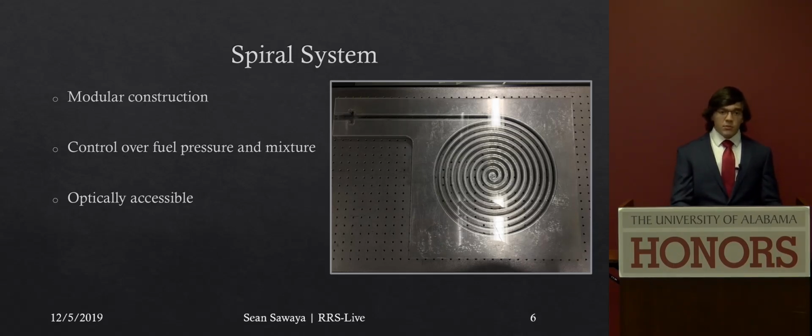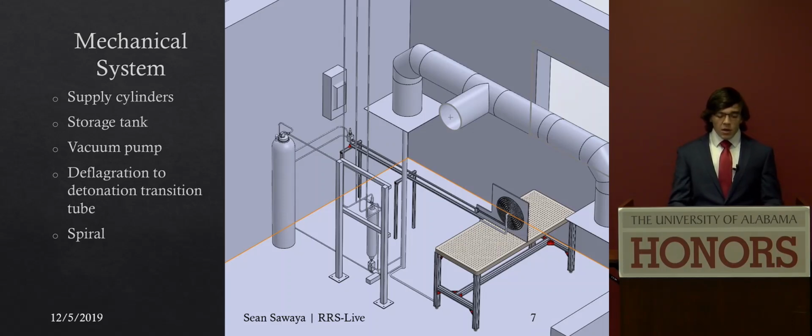So for the system, there's two main parts. There is the mechanical system, which consists of our supply cylinders. That has all of our reactant gases in them. So there's three different supply cylinders, and all three of those feed into our storage tank, which we use to mix our three gases before we go and introduce them into the spiral system, into the spiral itself.